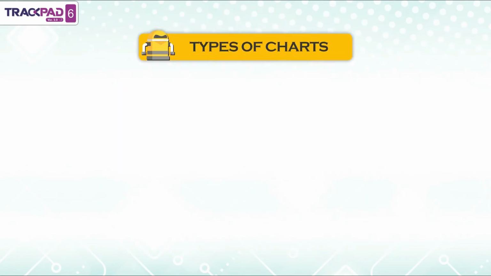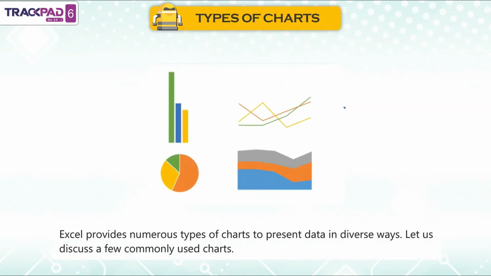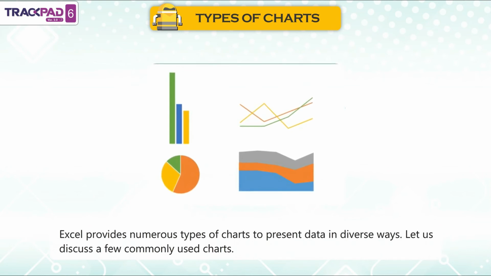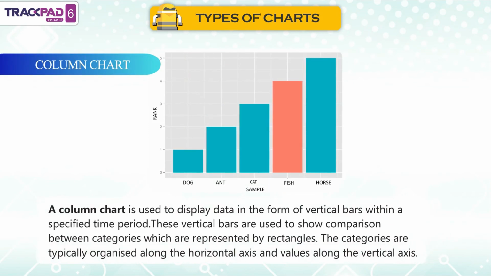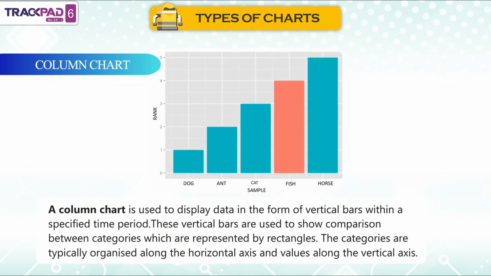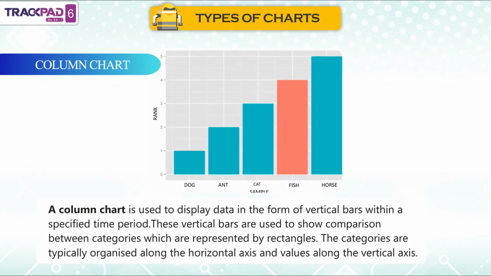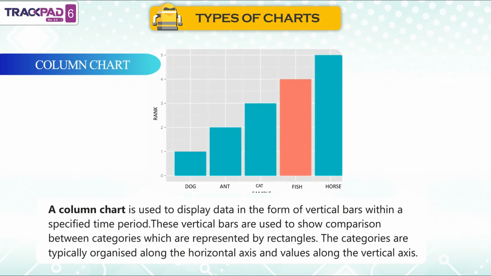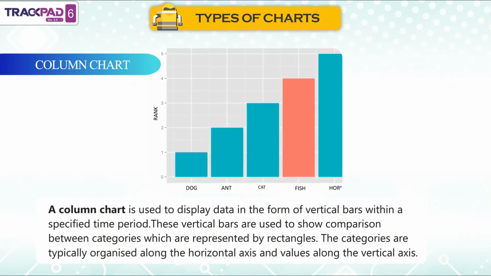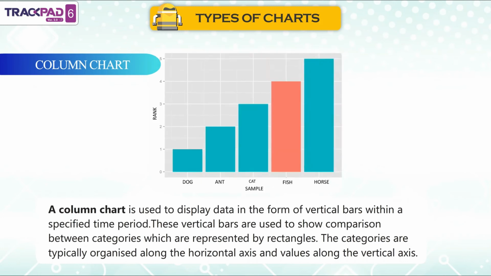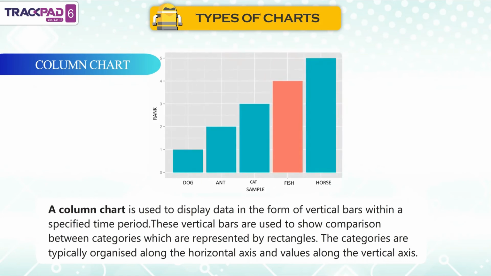Types of charts. Excel provides numerous types of charts to present data in diverse ways. Let us discuss a few commonly used charts. Column chart. A column chart is used to display data in the form of vertical bars within a specified time period. These vertical bars are used to show comparison between categories which are represented by rectangles. The categories are typically organized along the horizontal axis and values along the vertical axis.